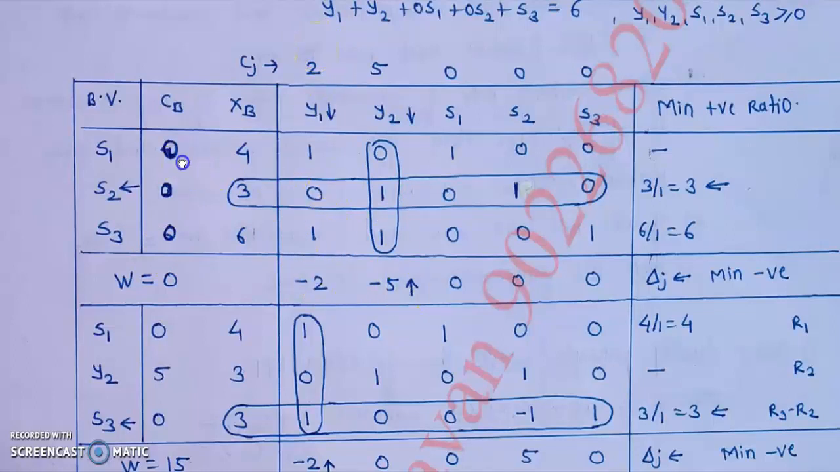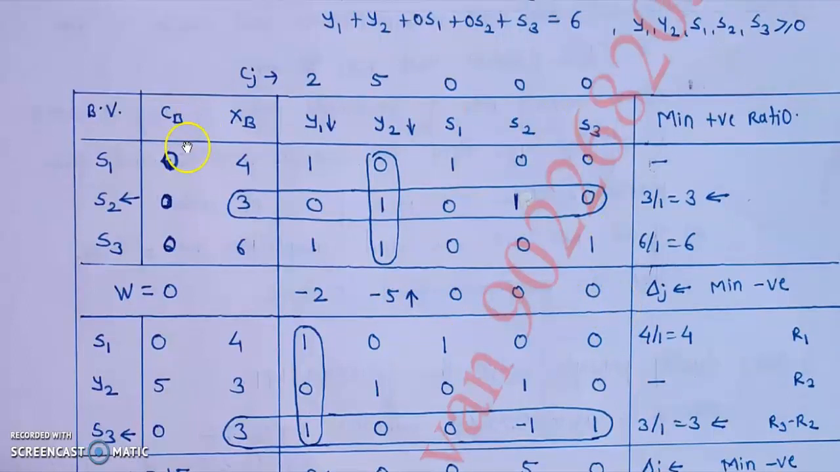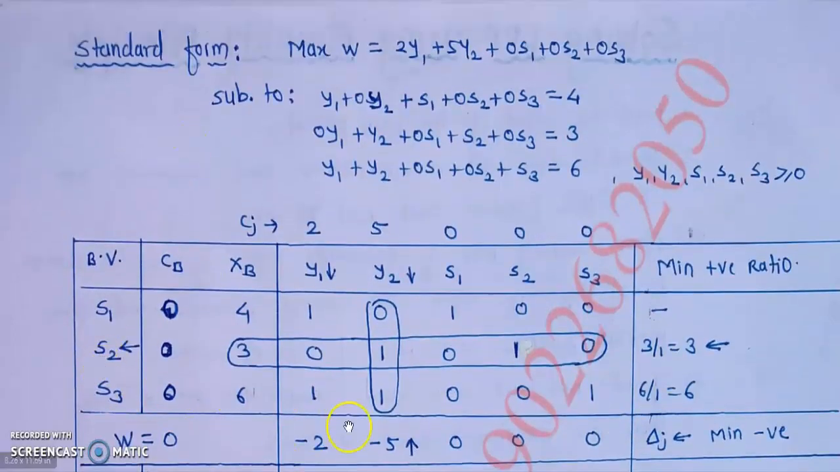Similarly, minus 5 is 0 into 0 plus 0 into 1 plus 0 into 1, the total is 0 minus the top element 5, that's why minus 5, and similarly for all other elements in the delta J row. Okay, so the first primary table is very easy to fill.